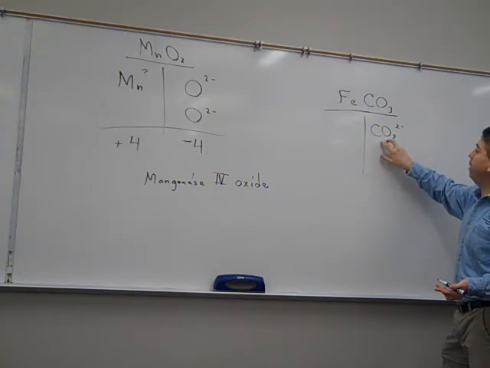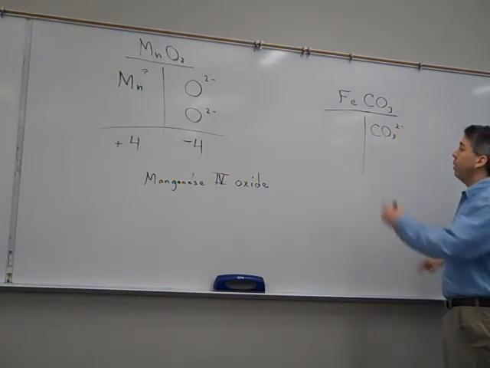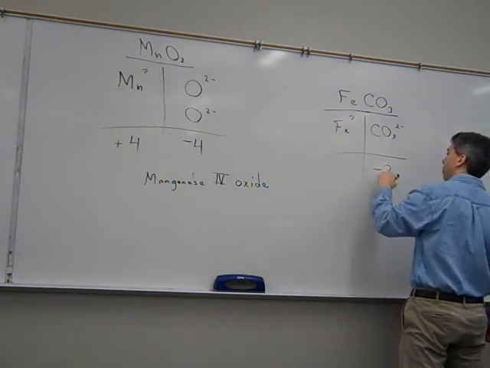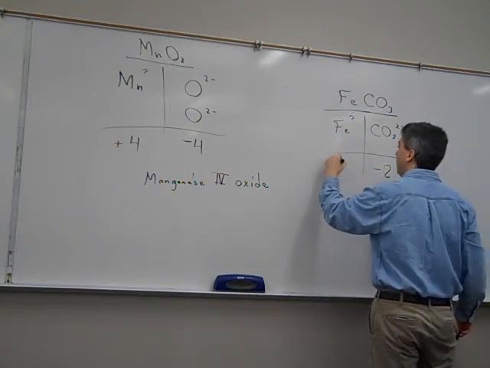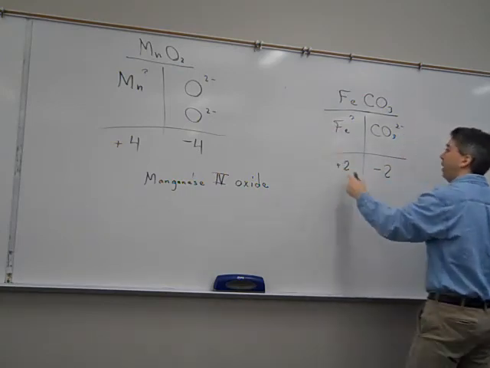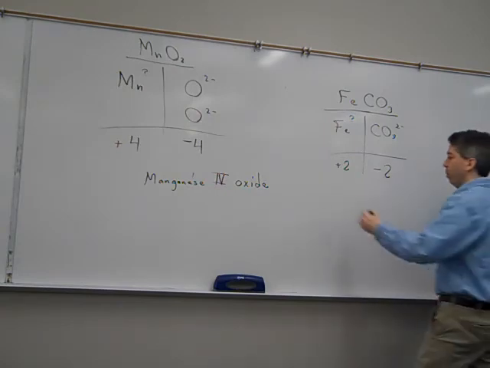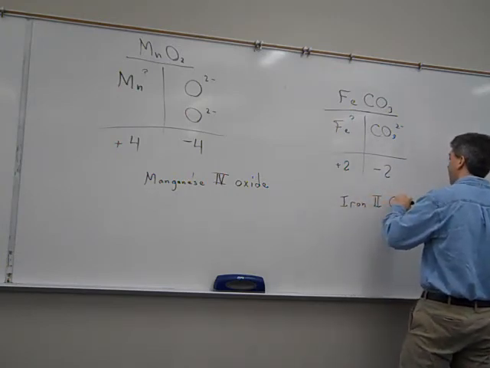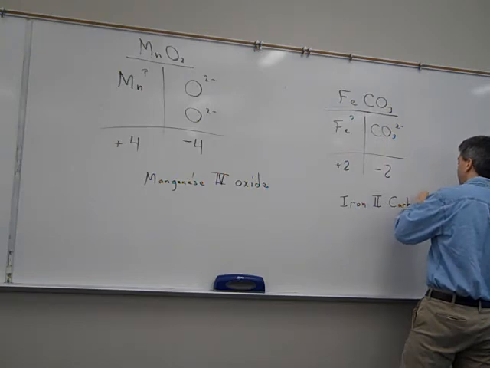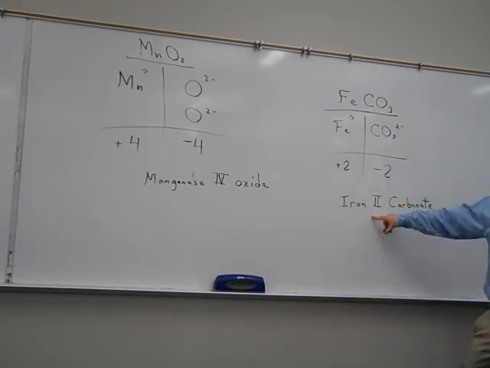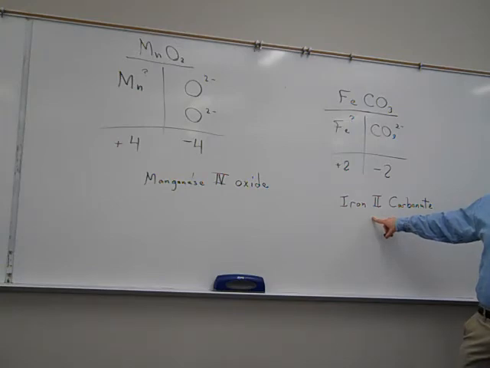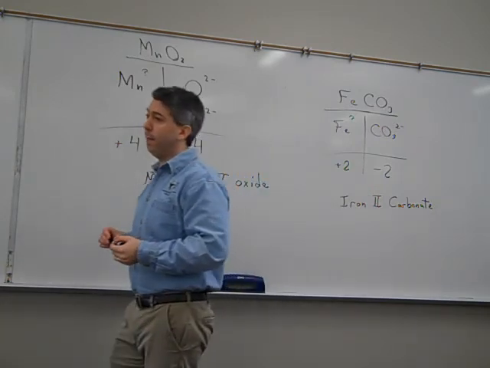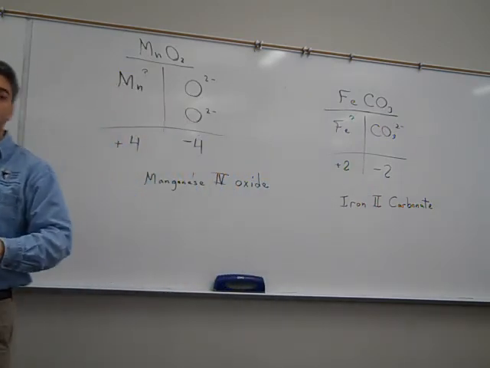So the carbonate has a -2 charge, and there's only one of them, and there's only 1 iron. So if the total negative charge is -2, the total positive charge has to be +2. And therefore this is going to be iron 2. Let me emphasize this because this is also a common mistake that a lot of students make. Iron 2 does not tell you you have 2 irons. Iron 2 tells you the charge of iron. Just like manganese 4 does not tell you you have 4 manganese, it tells you the charge of manganese. Those Roman numerals tell you the charge.